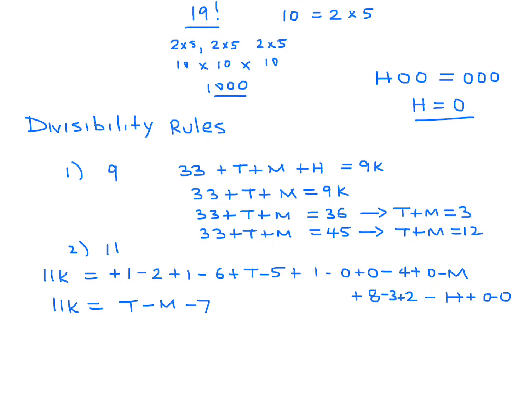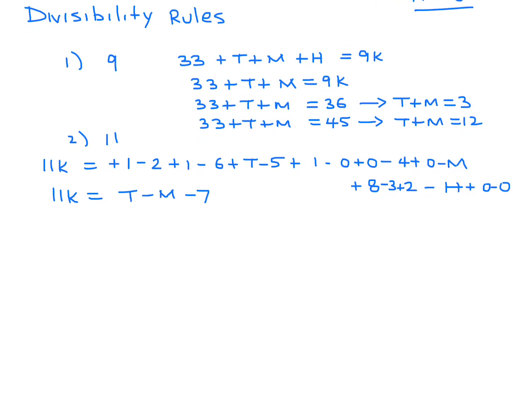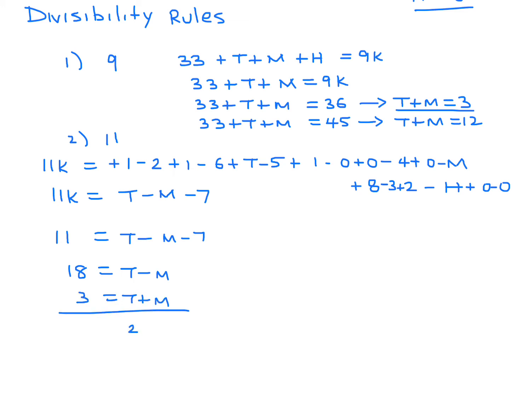All right, so as we did above, let's figure out what kind of scenario would be able to help us get some values for t and m. It could be 11 times t minus m minus 7. And if it is, that means t minus m would be 18. Let's see if it works. If I take t plus m is equal to 3 and add these two, I get 2m is equal to 21, and m is not going to be an integer, so that's no good.